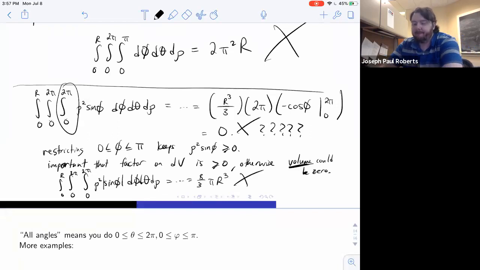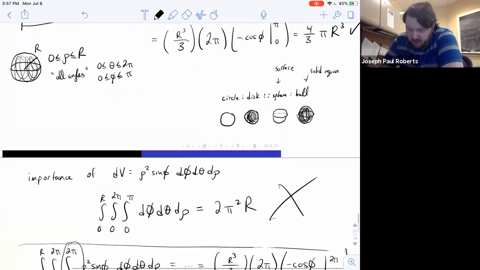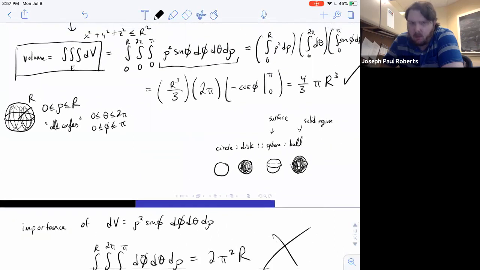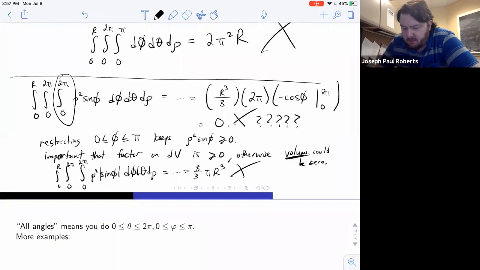I know some of you might still be skeptical, but hopefully this calculation that you all should be really familiar with, the formula 4/3 pi radius cubed, goes to show you little things like the 0 to pi are important, the rho squared sine phi is important. Messing around with any of those little details gives you things that don't make sense.